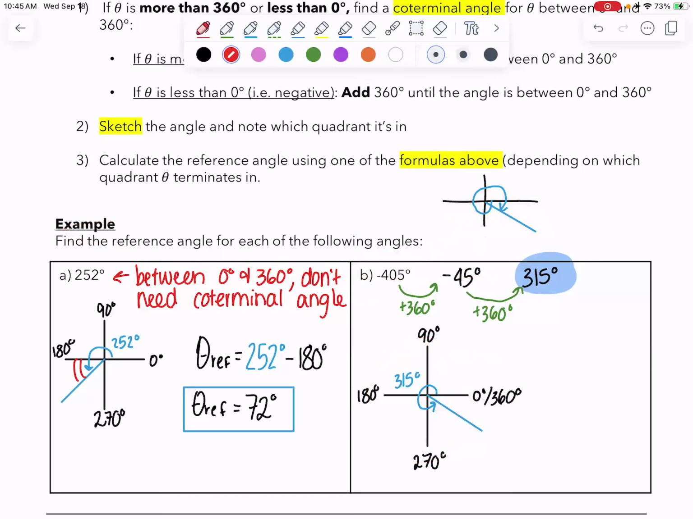All right. Our reference angle is right here for that one. We're taking the whole circle, so 360 degrees, and we're subtracting out our theta, which is 315. So 360 degrees minus 315. And that gives us a reference angle of 45 degrees. Boom.